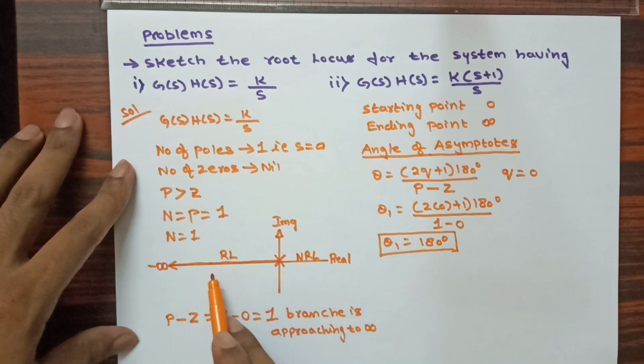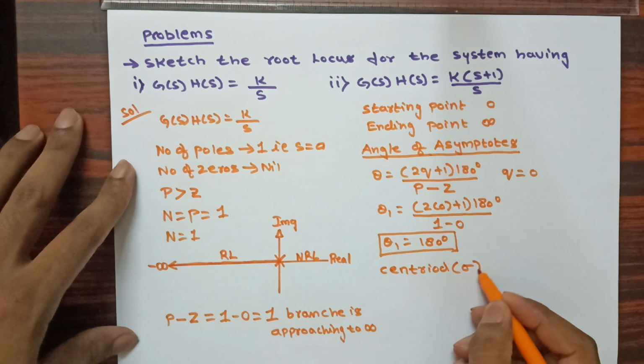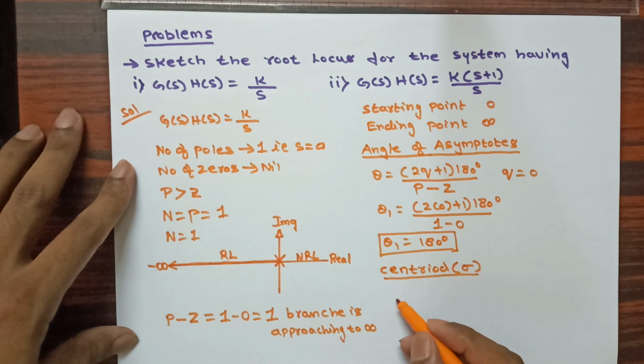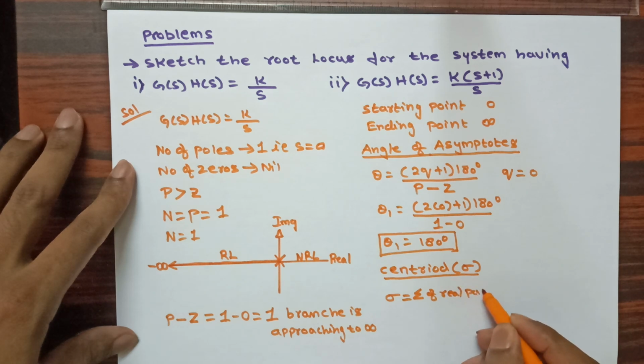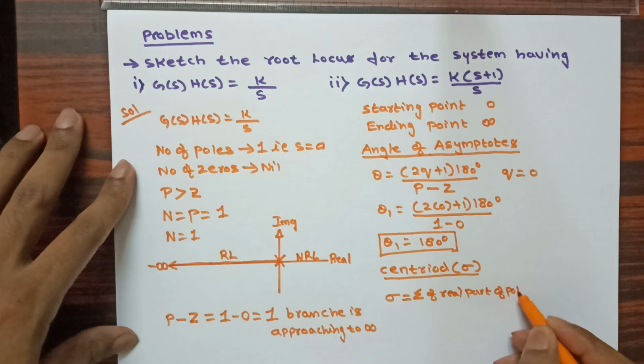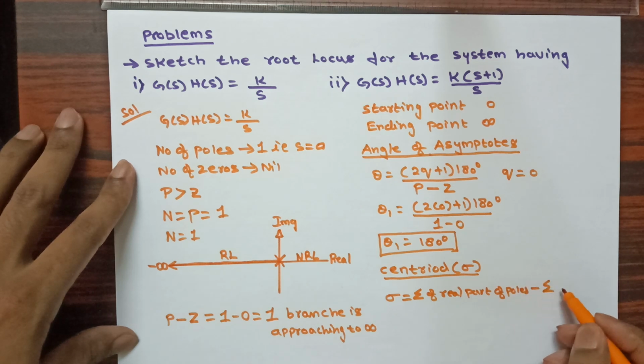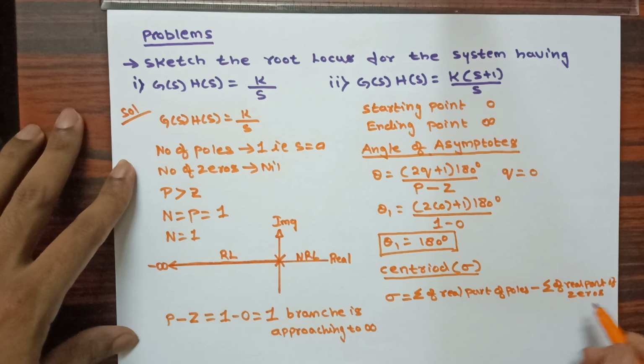For that I need to identify the location to draw the angle, which we call the centroid, denoted by sigma, and the formula to calculate the centroid is sigma equals summation of real part of poles minus summation of real part of zeros, whole divided by number of poles minus number of zeros. This is the formula to find the centroid.